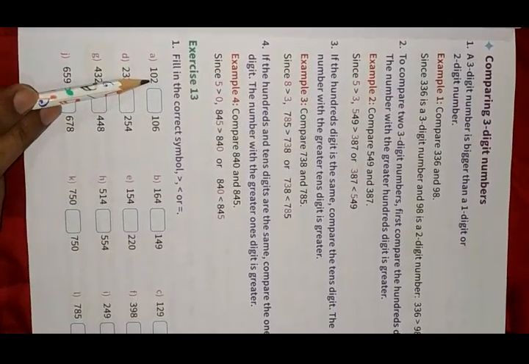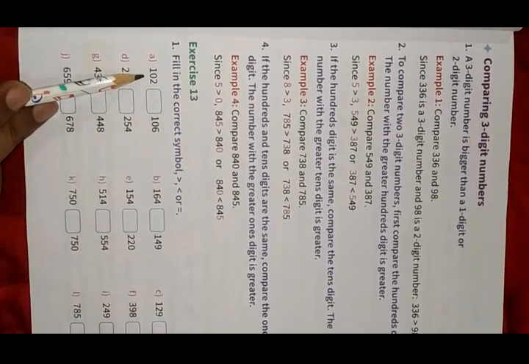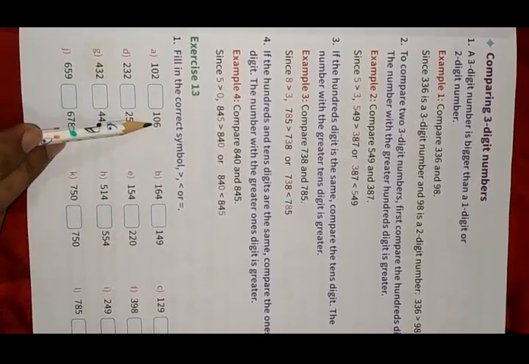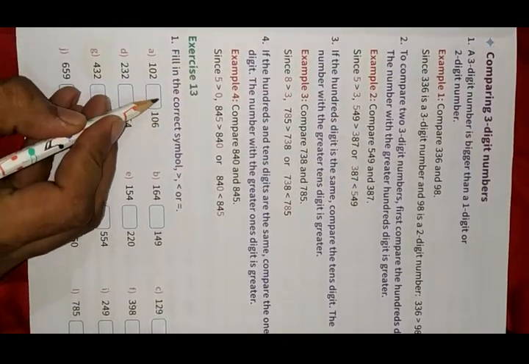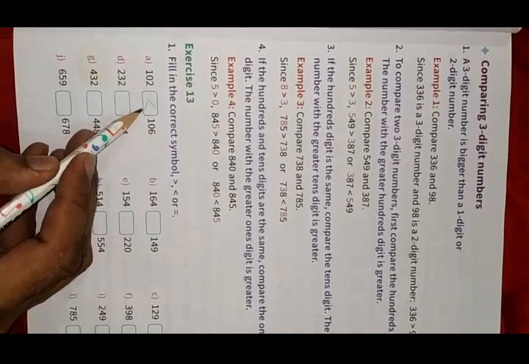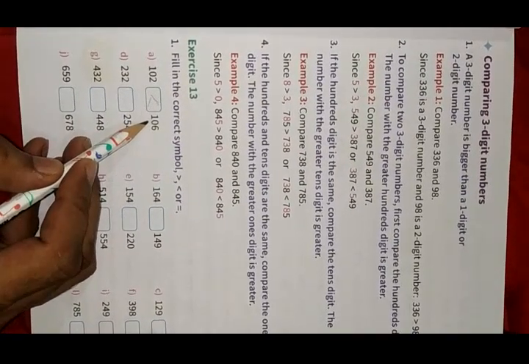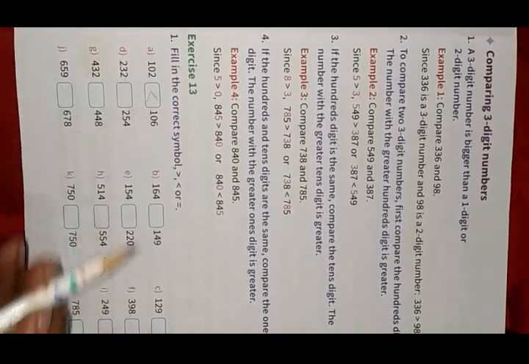Now the third is 2 and 6. So which number is greater, 2 or 6? 6 is greater, so we have to put that symbol. Okay, the opening shows this number is greater. Okay, and this number is smaller.